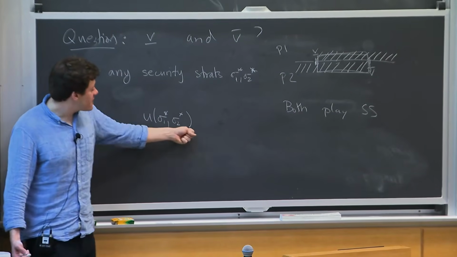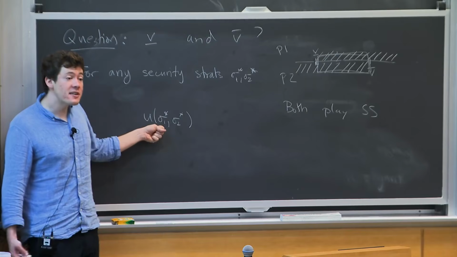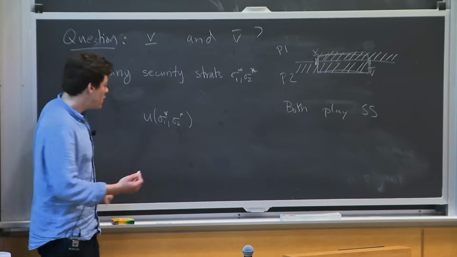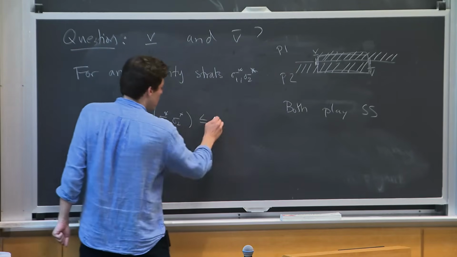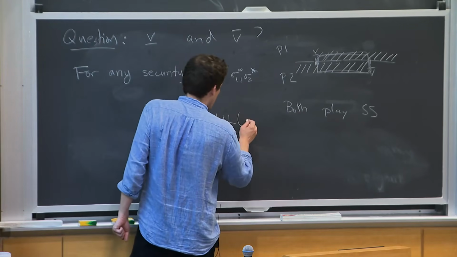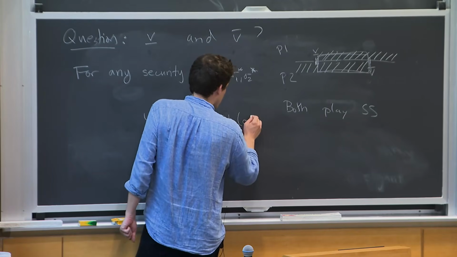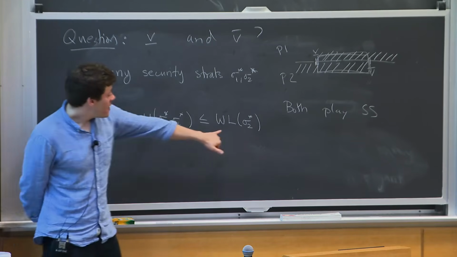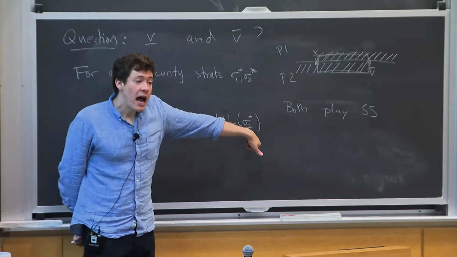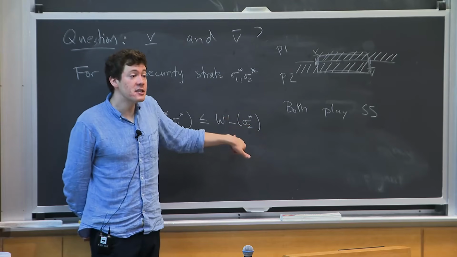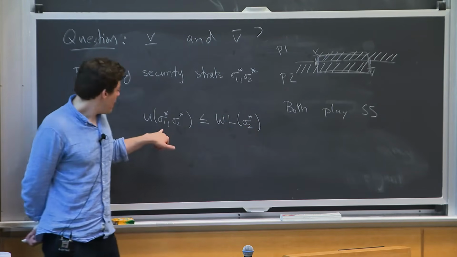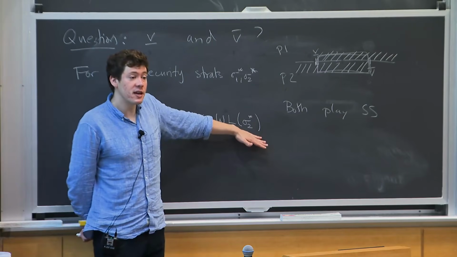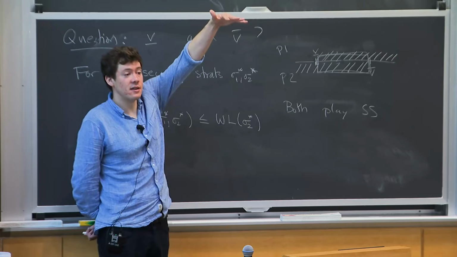Well, this is the loss for player 2. So this loss can't be any worse than player 2's worst loss from playing sigma 2 star. So this must be less than or equal to the worst loss of sigma 2 star. Why? Well, this is just the definition, right? This says if I play sigma 2 star, however my opponent plays, my loss is smaller than the worst loss. In particular, if my opponent plays sigma 1 star, then my loss must be smaller than my worst case loss, because the worst case loss is as high as possible.